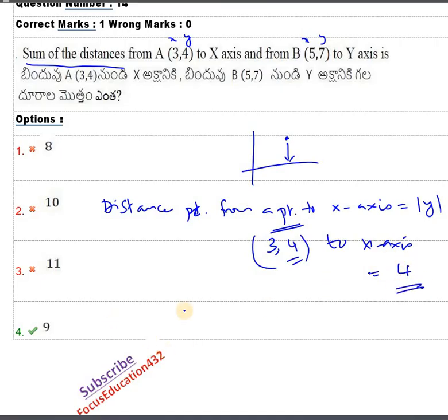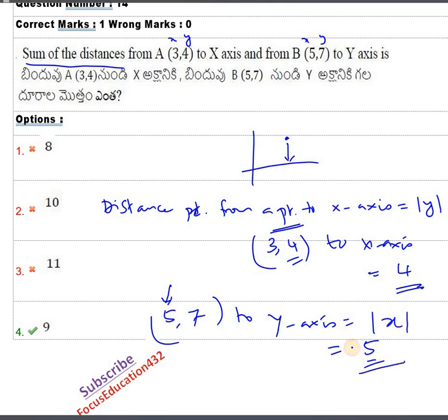In the same way, the distance from point 5 comma 7 to the y-axis is equal to the positive value of x. So what is the value of x here? 5. Right. So here we have a 5 and we have a 4. The distance from two points. Right. We have another point here to the y-axis.